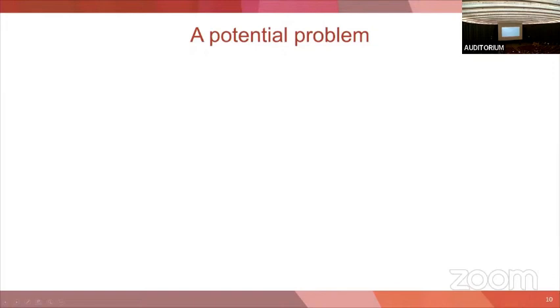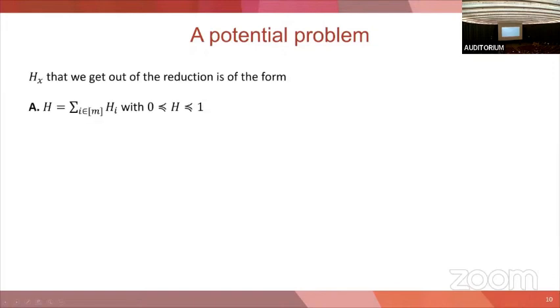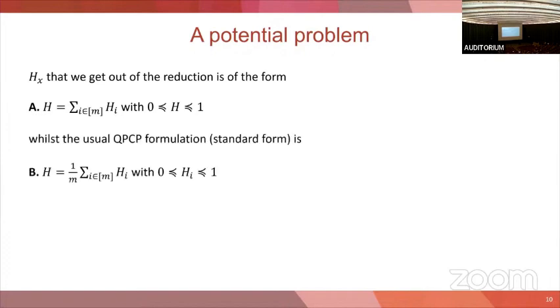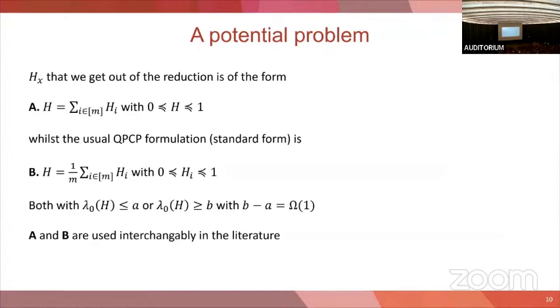However, there might be a potential problem now. So the Hamiltonian we get out of this reduction is actually of the following form, which we call the A form. It's a sum of local terms Hi, which we only have a promise on the total spectrum, that all eigenvalues are between 0 and 1, so it's PSD. And of course, it implies that the local terms also have their operator norm bounded. But we'll see what the problem is later, because in the useful QPCP formulation, actually there is a 1 over m there. So you have 1 over m times the sum over these local terms, then a promise on the operator norms, or actually the spectrum, of all these local terms. And of course, both still have this constant relative promise gap, and they are used interchangeably in the literature.